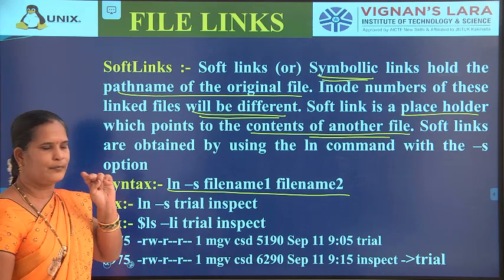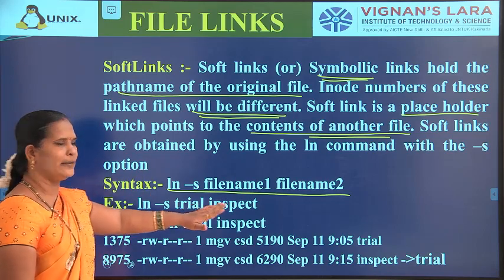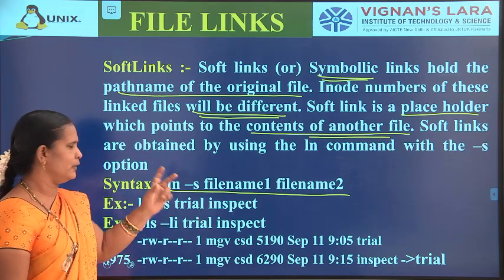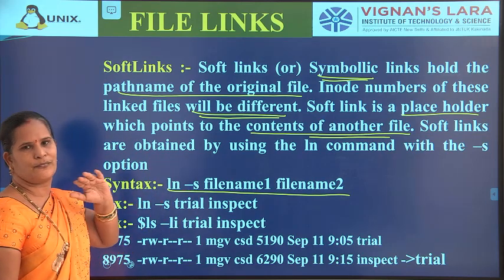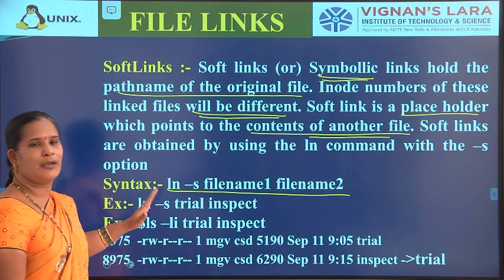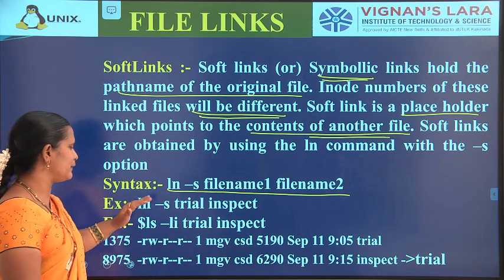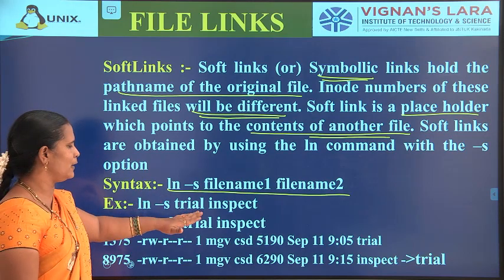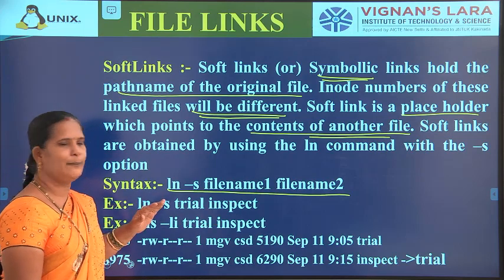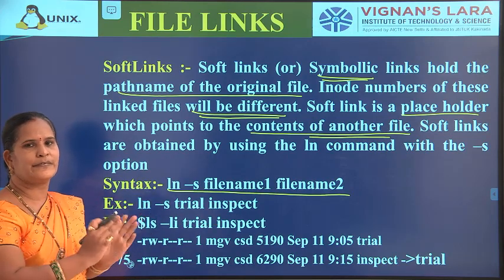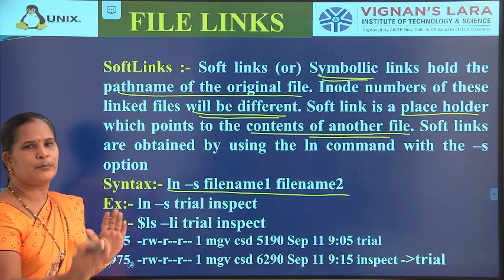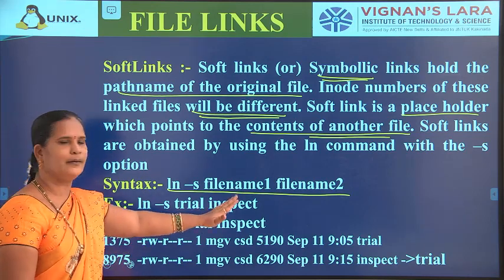Here I created 2 files. First one is trial and the second one is inspect. These 2 are the file names. For these 2 files I am going to establish a soft link by using the -s option: ln space -s space trial space inspect. This command doesn't display any output. It just establishes a soft link between the 2 files, trial and inspect.